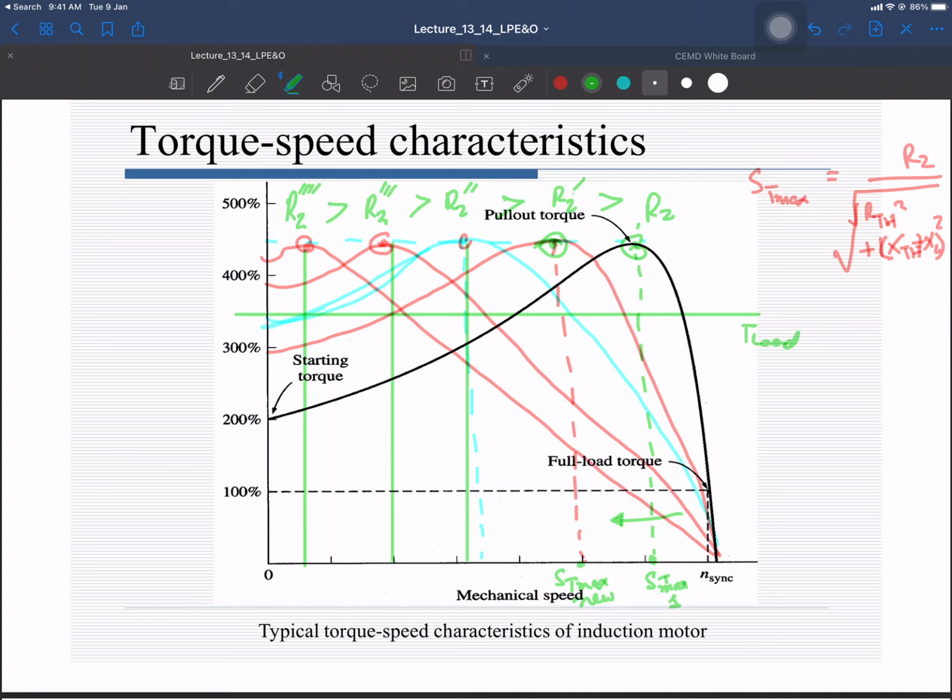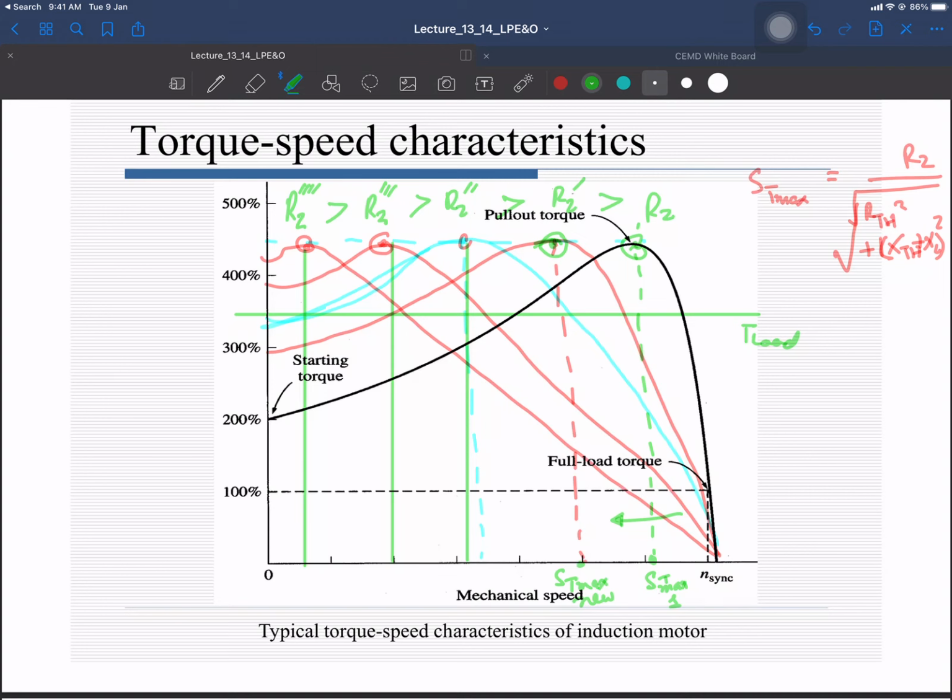Peak position is shifting, but the peak value will remain constant. Because Tmax is independent of R2. It does not depend upon R2. The position of the maximum torque depends upon R2. Right? So you can control your torque speed curve with the help of the rotor resistance. If this is required, you can use that one. If you do not want to use the inverter, you can get this stuff done.